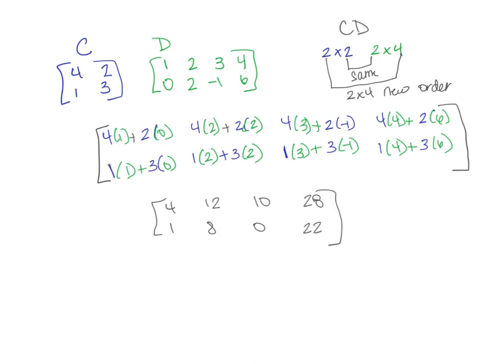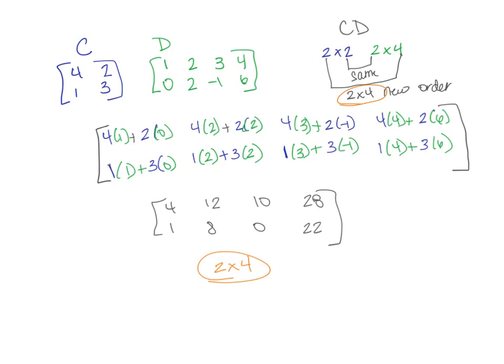I'm going to check the order of my new matrix. My order of my new matrix is 2 rows by 4 columns. And if I go back to when I was checking to make sure that I could multiply these two matrices together, what my new order should be is a 2 by 4. So my order is correct, and I believe I did my math correct.